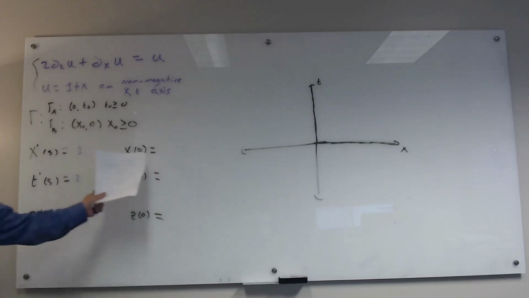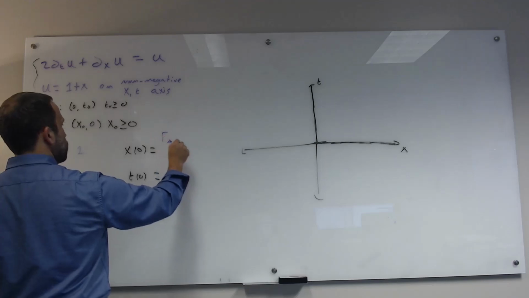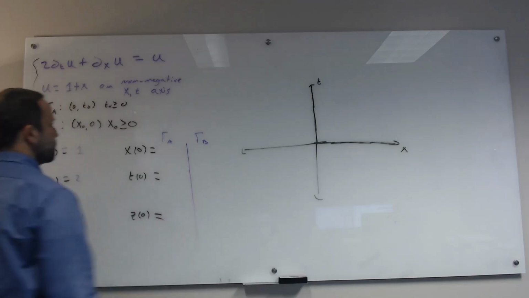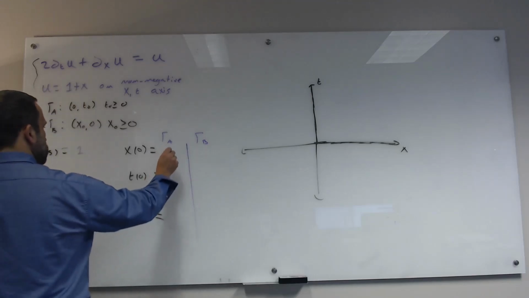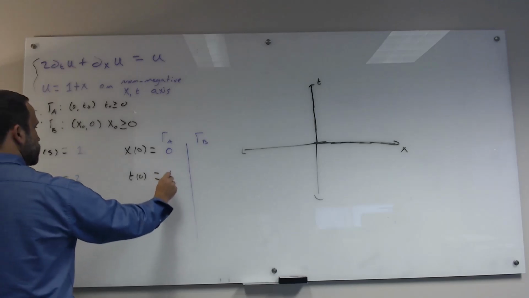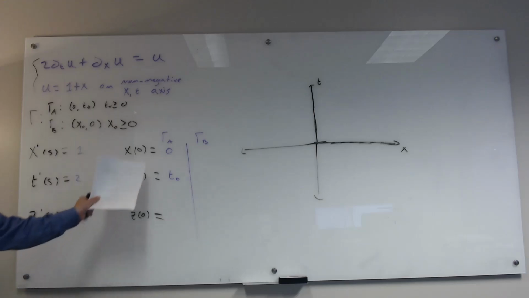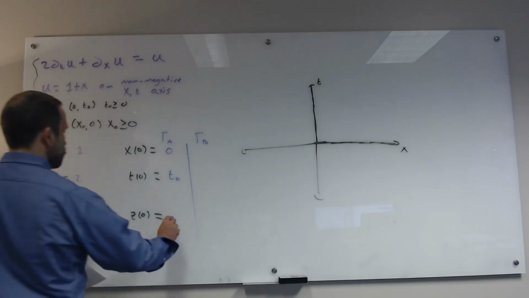Okay, now x of 0, we're going to have 2 different curves here. We're going to have the gamma A curve, and we're going to have the gamma B curve. Now for the t-axis curve, x of 0 is going to be equal to 0. T of 0 is going to be equal to t naught. And z of 0, we're going to plug in 0 and t naught to our data here. So it's just going to be equal to 1, because 1 plus 0 is 1.